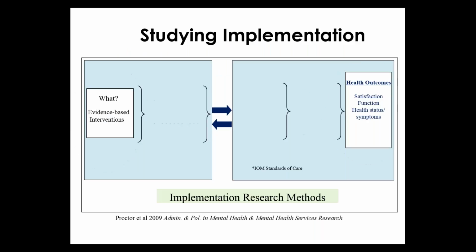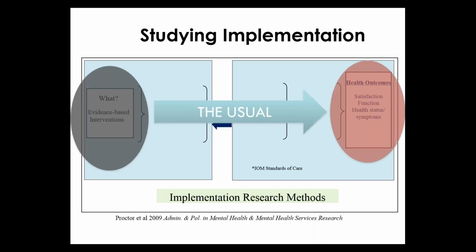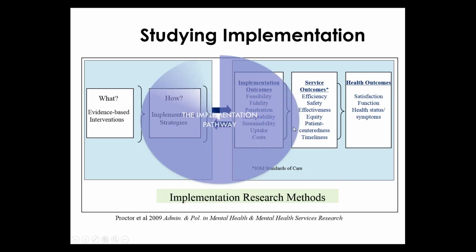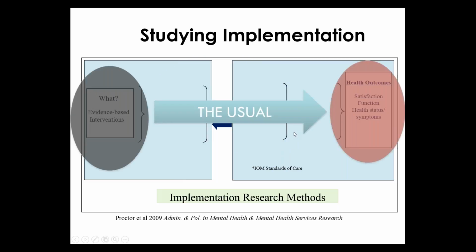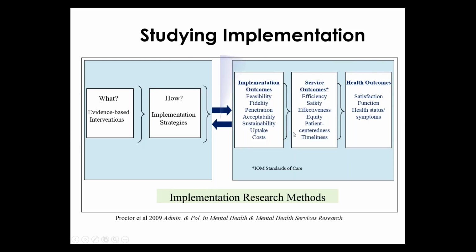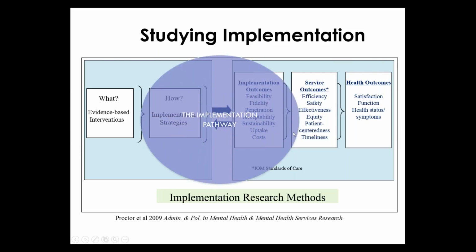A framework that a colleague, Enola Proctor, did here looks at the usual way we've looked at research versus all these things in the middle, especially the implementation outcomes and the service outcomes, which are focused in implementation. So it's the same idea as the black box. We're thinking about these things more in the middle, and it's a nice way of thinking about how research happens.